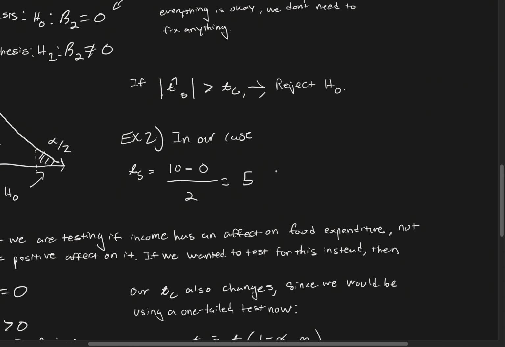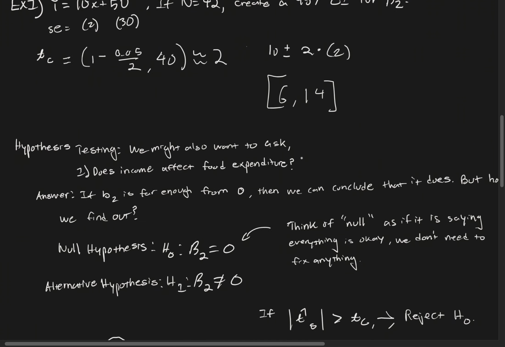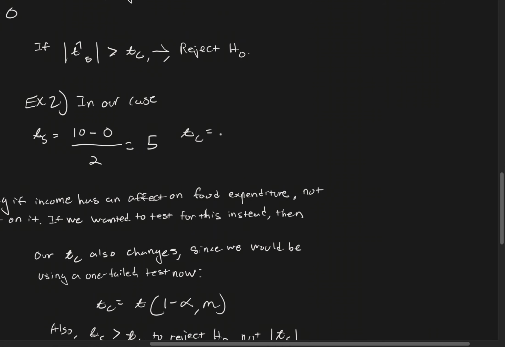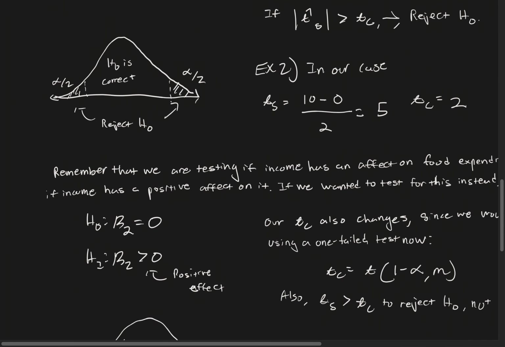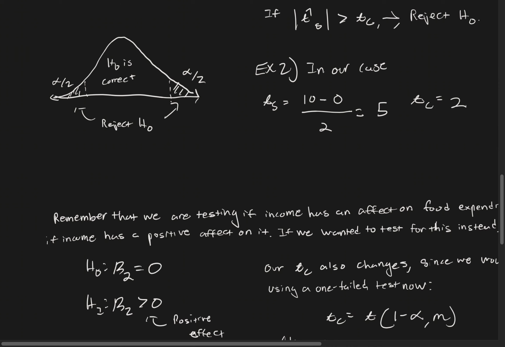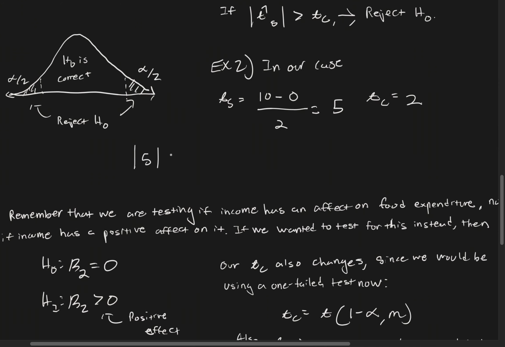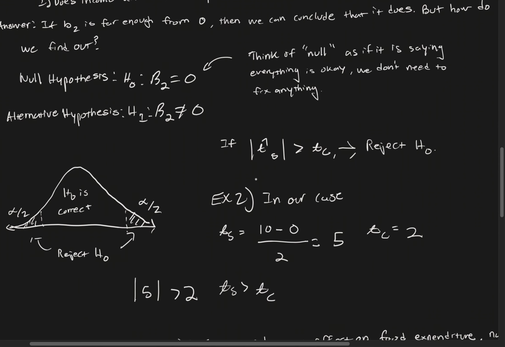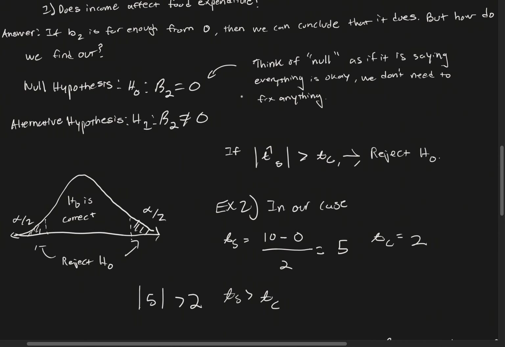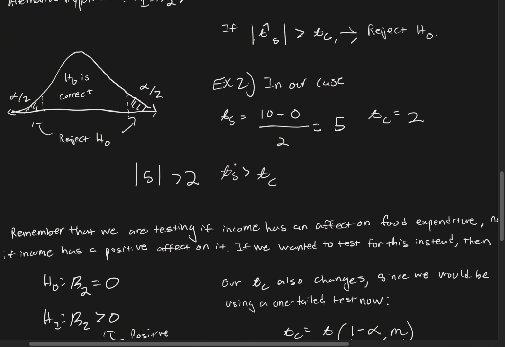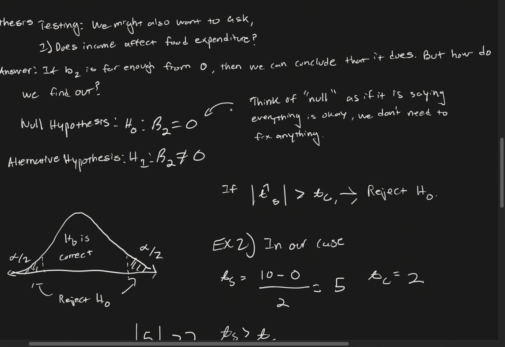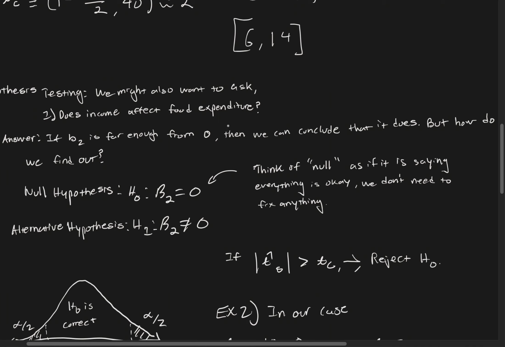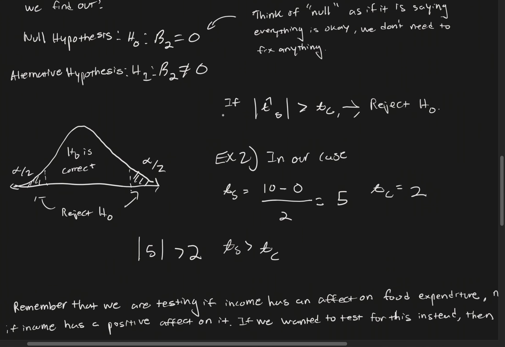And we already calculated the critical value based on the t distribution, which we found out to be around 2. And so because the absolute value of 5 is greater than 2, or the t-statistic is greater than the critical value, we can reject the null hypothesis saying that income has no effect on food expenditure. And intuitively it would make sense because our whole point of analyzing these two variables is that income likely has an effect on food expenditure.